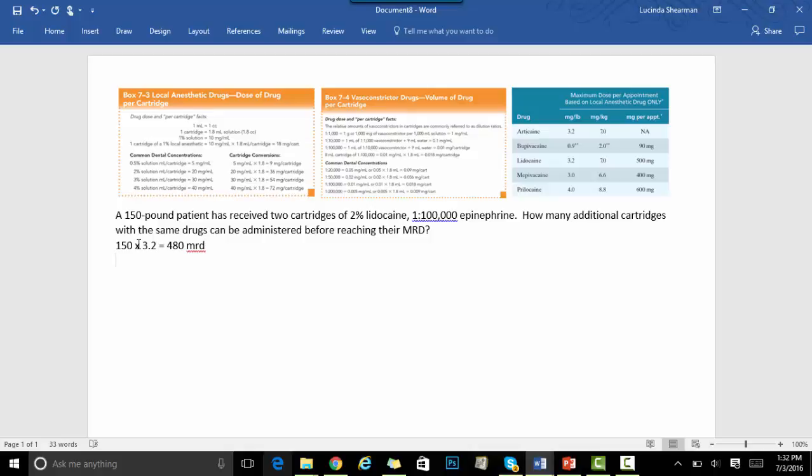If they've already received 2 cartridges so far, which is a total of 36 milligrams, here we see at 2% lidocaine, 36 milligrams per cartridge, and they've received 2 of them. So they've already received 72 milligrams of lidocaine. So they can still receive a total of 408 milligrams.